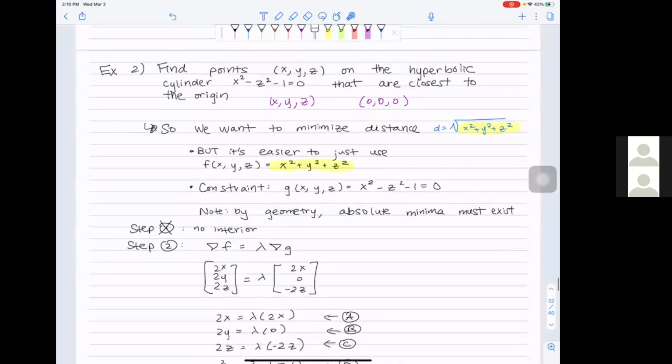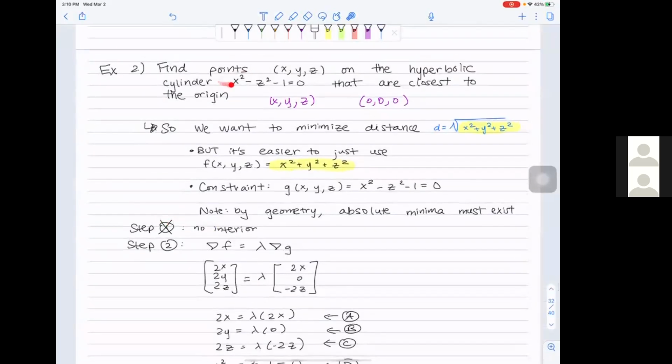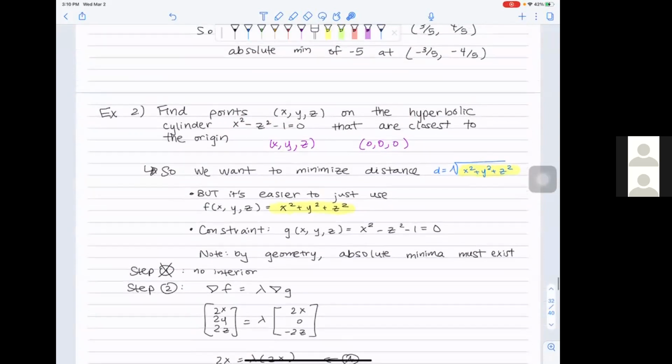So step one, there's no interior because it just says it's a hyperbolic cylinder. So it's the outline of our shape, where there's no inside. Whereas when we had x squared plus y squared less than or equal to 4, that's a disk, because you have the x squared plus y squared equals 4 part, and you also have the interior, because of the less than or equal to.